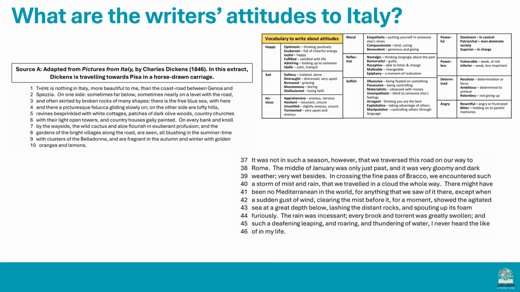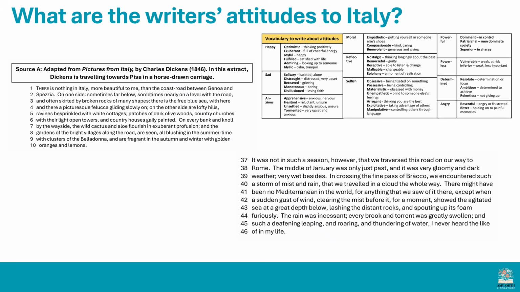In the final paragraph, however, we have a bit of a change. This is where Dickens describes how terrible the weather is as he's going in his carriage through Italy. So it says, "It was not in such a season, however, that we traversed this road on our way to Rome. The middle of January was only just past. It was very gloomy and dark weather, very wet besides." And he goes on to talk about the rain and the wind and how awful the weather is.